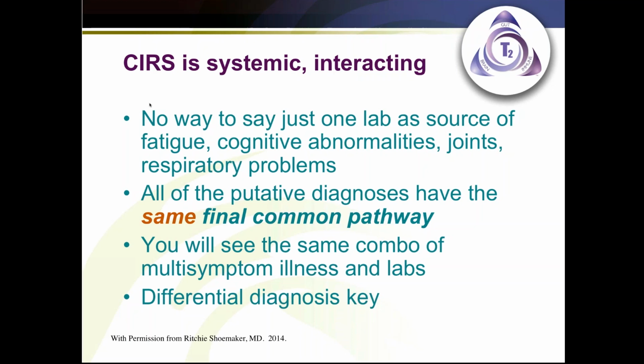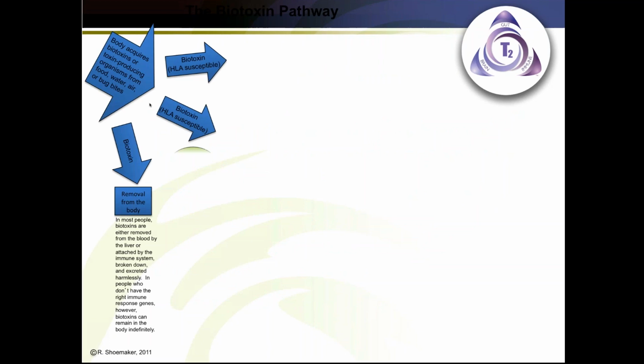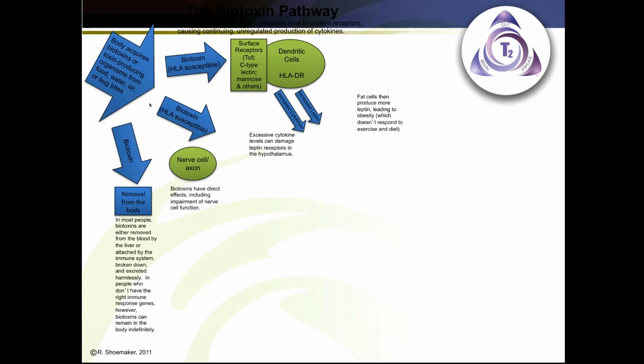So we're getting better at identifying what are the key abnormalities in these patients that are the underlying factors for why there are so many symptoms that these patients will typically have. But there is this kind of final common pathway, which is the triggering of the innate immune system. But differential diagnosis is key. Here is the model that Dr. Shoemaker has developed in terms of what really happens with these patients as biotoxins accumulate, when it's heavy metals and chemicals and mold and Lyme and so on and so forth.